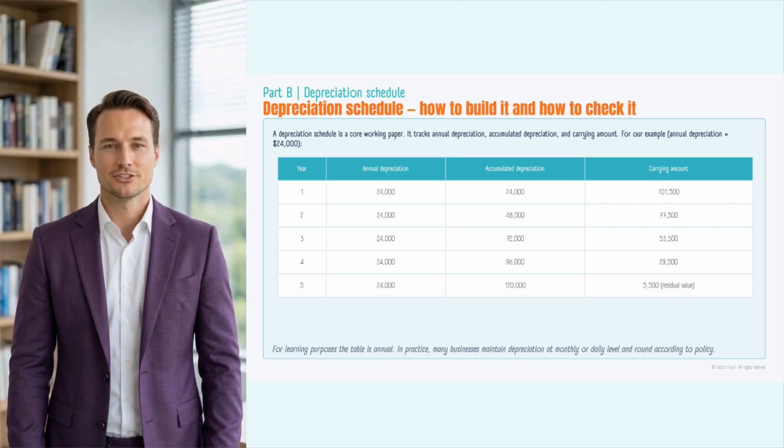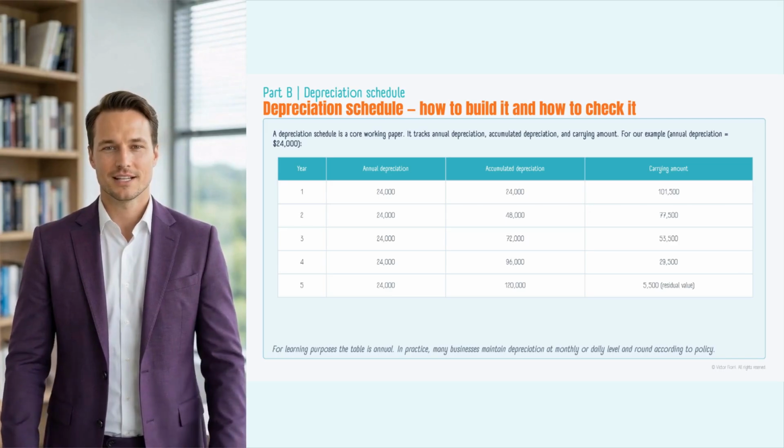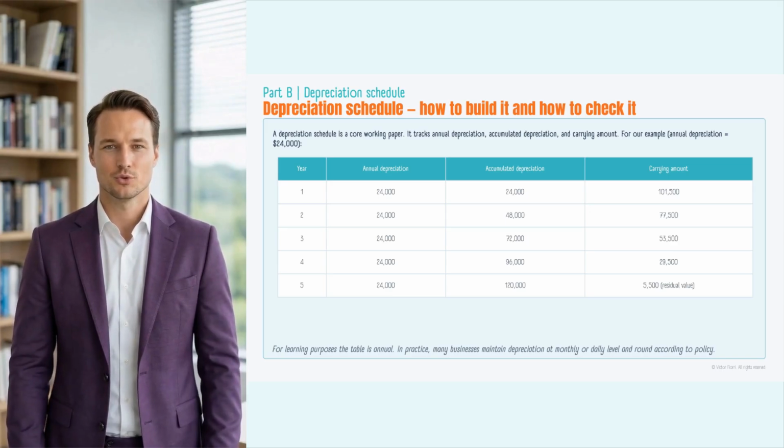In practice, it supports financial reporting, audit work, internal control, and management review. Many businesses maintain depreciation schedules monthly or even daily, depending on their policy and systems. A common error is to build the table mechanically, without checking the final carrying amount. A practical tip is to always look at the last line first and confirm that it ends at the residual value.